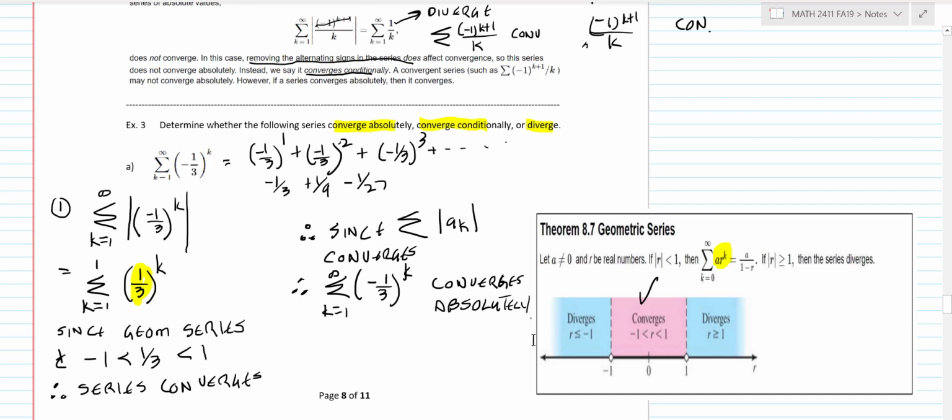All right, and what you want to do generally on these problems is start off by taking the absolute value and see if that converges. If it converges, you're done, and we can draw our conclusion that it converges absolutely. And if it diverges, then we'd have to go on and see if it possibly converges conditionally.